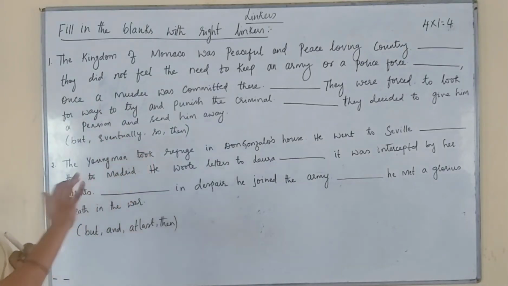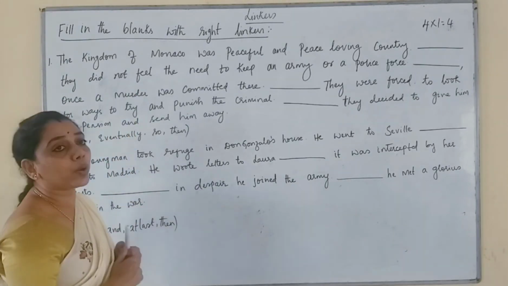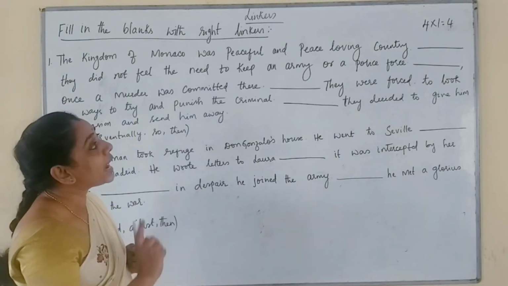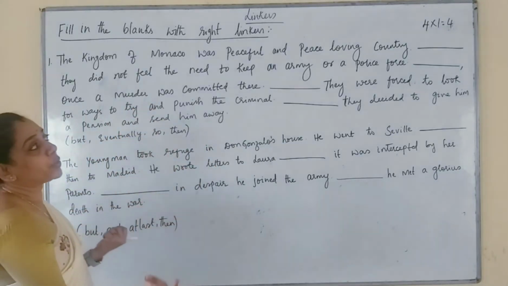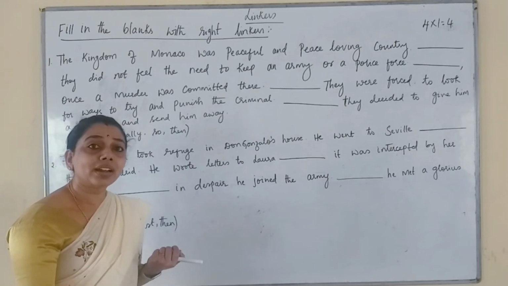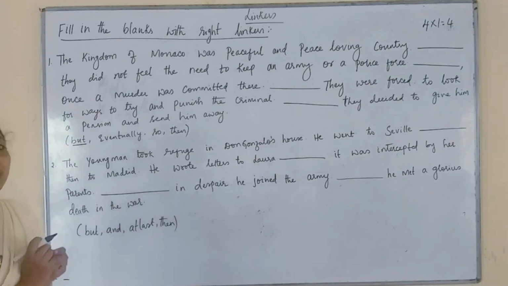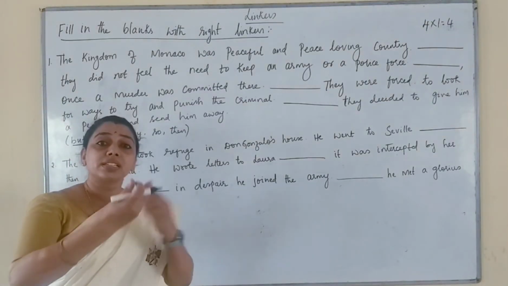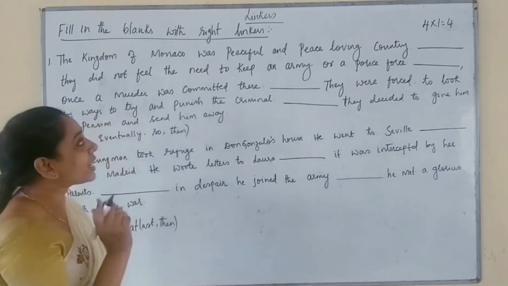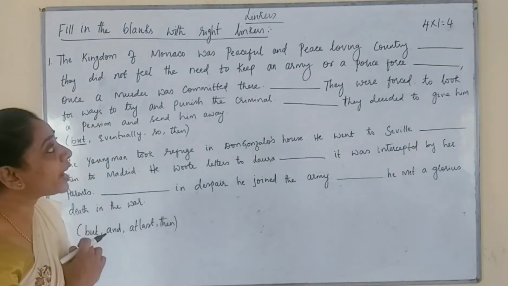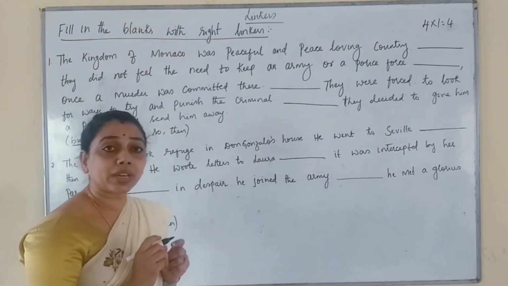I have read it now, and let us try to answer the linkers here. The kingdom of Monaco was a peaceful and peace-loving country. Dash. They did not feel the need to keep an army. What is that? Can you write but? But is a contrast, used only when there are opposite ideas. Is it correct? I'll read it now. The kingdom of Monaco was a peaceful and peace-loving country, but they did not feel the need to keep. No.